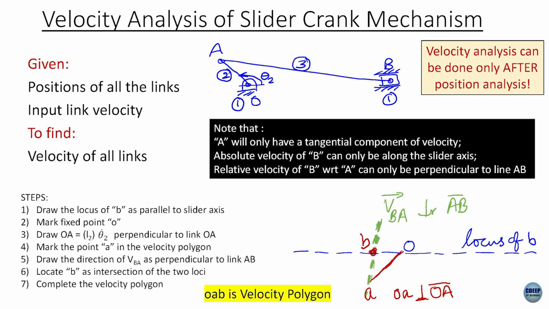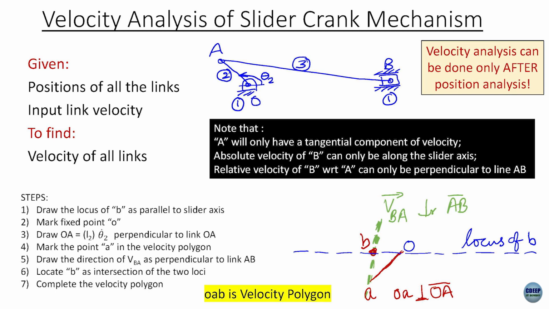Is this clear or anything still not clear? Okay. So let's go step by step. You know that B's locus has to be on this line because B is a slider. You fix any point as O, it doesn't matter where you start drawing. OA is a vector of length L2 theta 2 dot, because that is R omega of the point A. The direction should be such that it is perpendicular to the OA position. At this position, the velocity of A is perpendicular to the crank. So you have to draw it perpendicular to it.